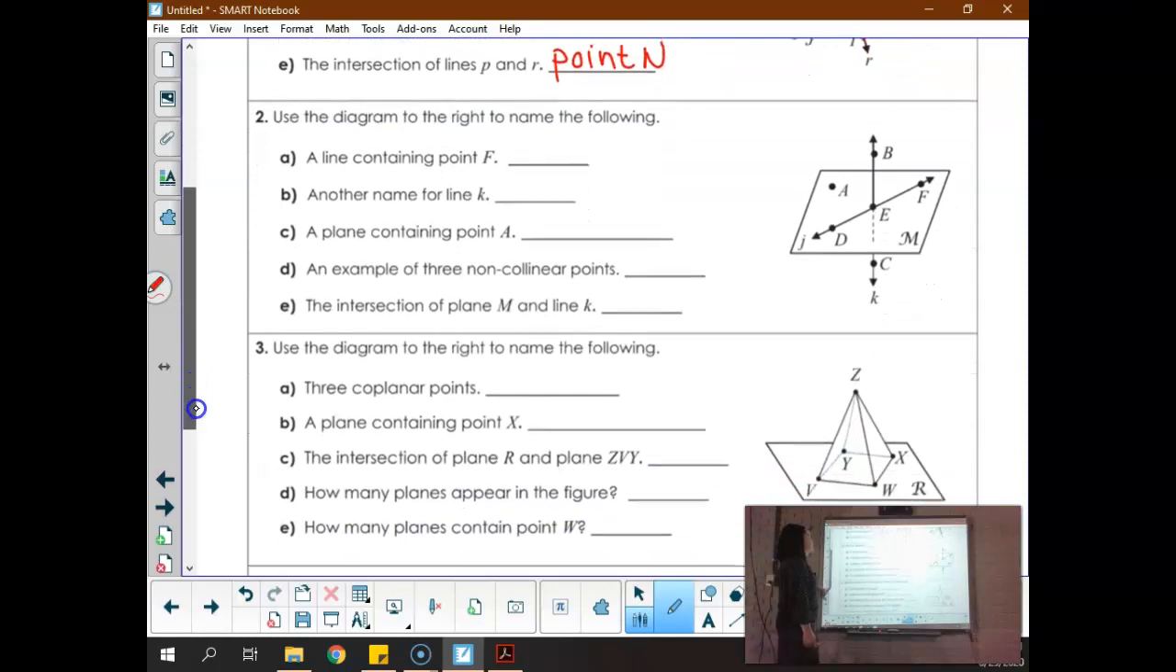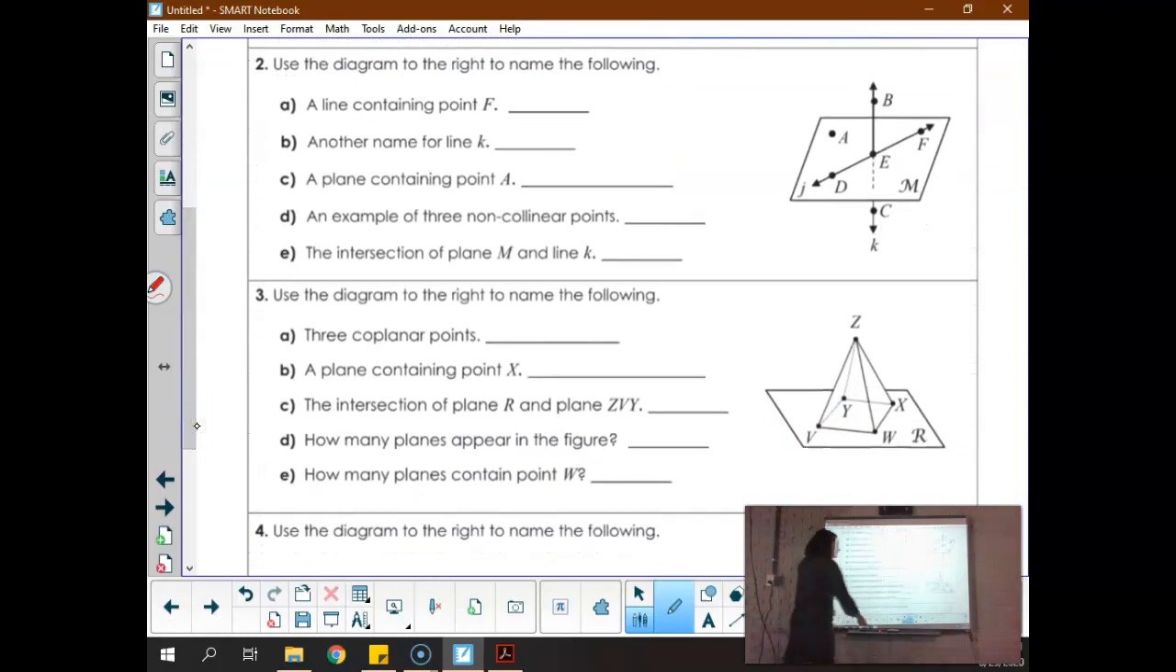Number 2, use the diagram to the right to name the following. What is a line that contains point F? Point F is over here. If we want to stick with our little fancy subscripts, then the ones we're going to be using are J, K, and M. So a line containing point F, let's just call that line J, because that's what it's on, and that way we don't have multiple answers popping up.